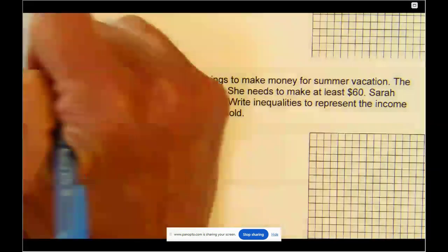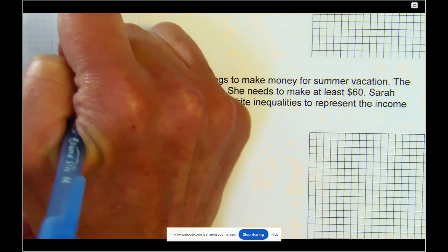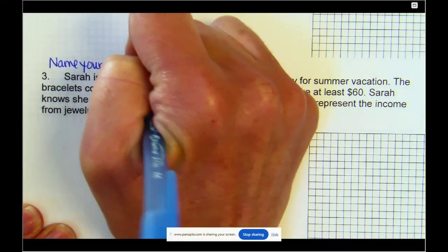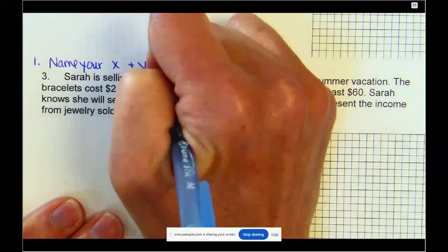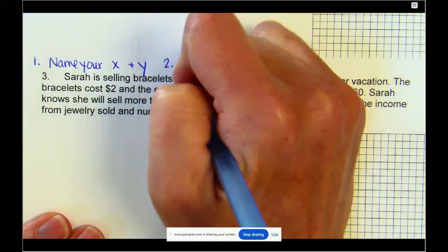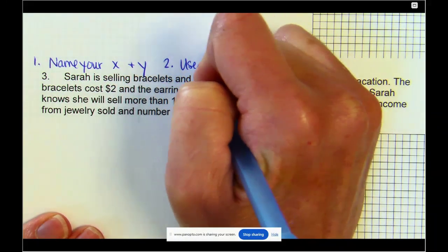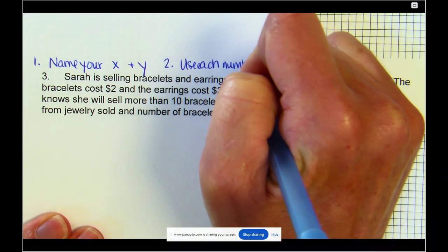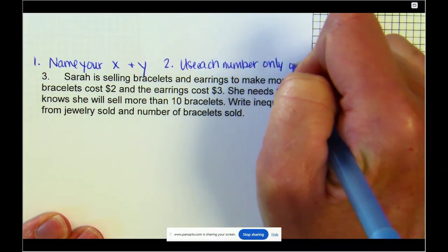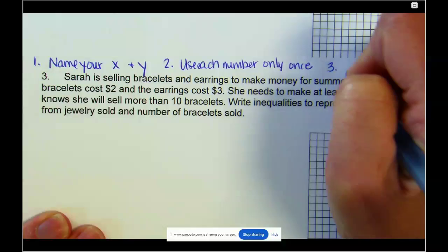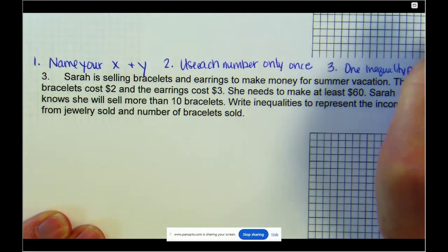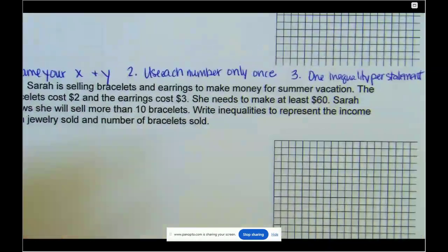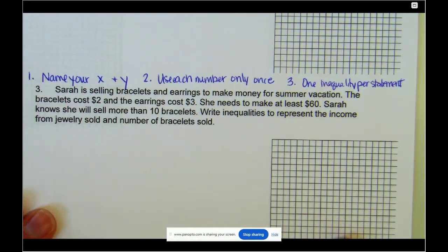So I'm going to put that up here first. Name your X and Y. That's going to be our first thing. And our second thing that I need you to know, there's three things, I think I said two. You use each number only once. And then the last thing is one inequality per statement. Now, it should be per sentence, but they kind of made their sentences go on a little bit long.